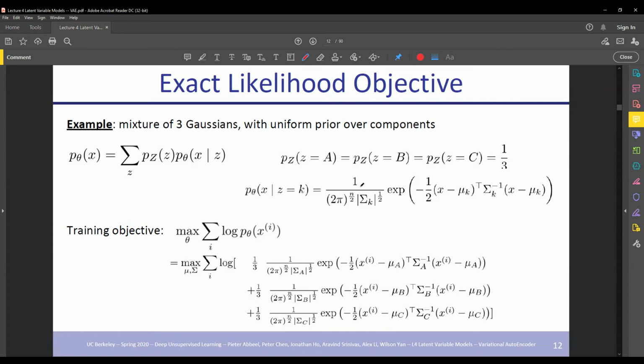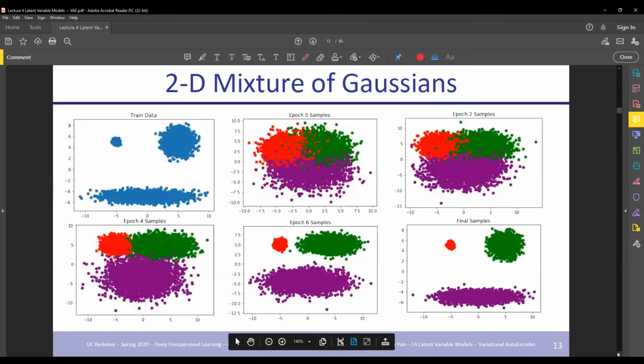If Z were A, or I should say more precisely, Z sampled from pz of z having the value A, therefore coming from distribution A, distribution B, distribution C, right? So that's done. We then do what we saw in the previous lectures and what Morgan took us through as well, for training the data with 3 Gaussians, of course, in a 2-dimensional space.